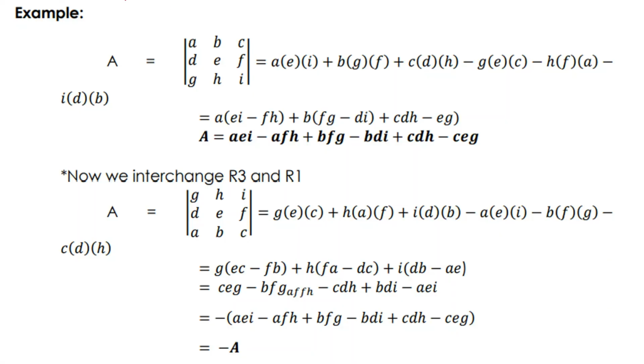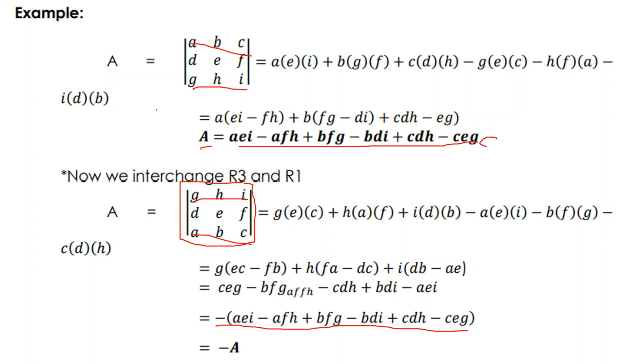Let's look at this example. Given here, we have this 3 by 3 matrix, and if we solve this, it has this answer, A equals this equation. However, if we interchange row 3 and row 1, row 3 becomes row 1, so GHI goes to row 1 and ABC goes to row 3. If we interchange them and solve for the determinant of this 3 by 3 matrix, we will get the opposite sign of the original 3 by 3 matrix. So that proves the third theorem, which changes the sign once we interchange some rows or columns.